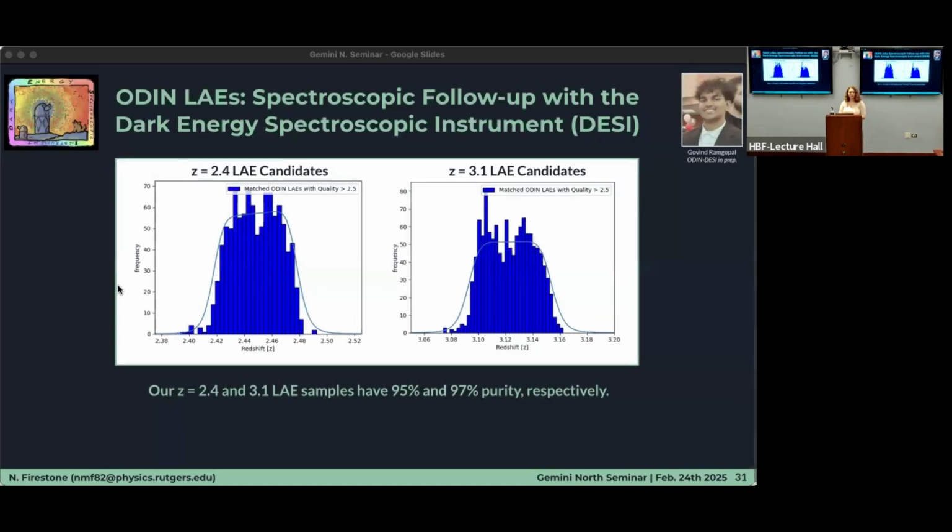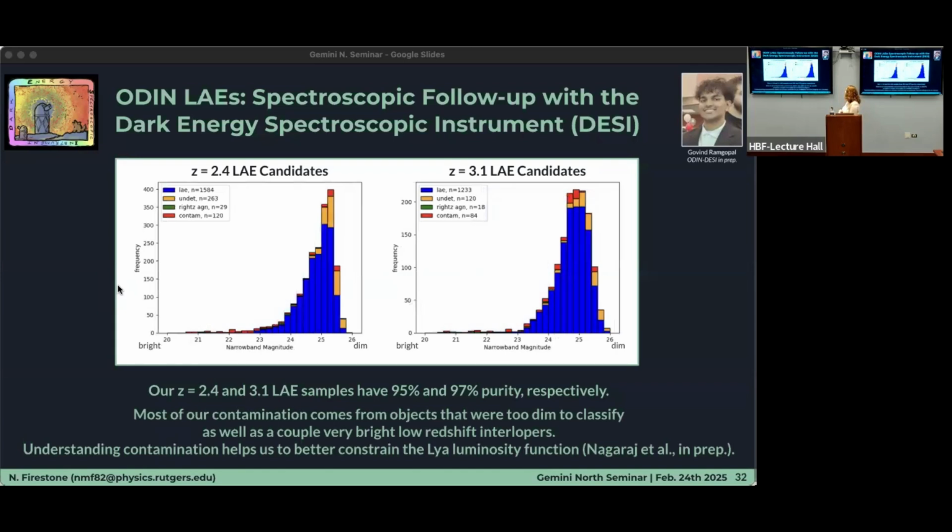Now on to our sample purity, which is work that I've been doing with Govind Ramgopal, who's an undergrad at Rutgers. So this is just for our Redshift 2.4 and 3.1 samples. We're still working on getting data for Redshift 4.5, but it's showing similar levels of sample purity preliminarily. We find that these LAE samples have upper limits in their purity of 95 and 97%, which is truly remarkable, especially for narrowband imaging. We're really happy with these results. But we wanted to understand the different sources of our contamination as a function of narrowband magnitude. So that's what we're looking at here.